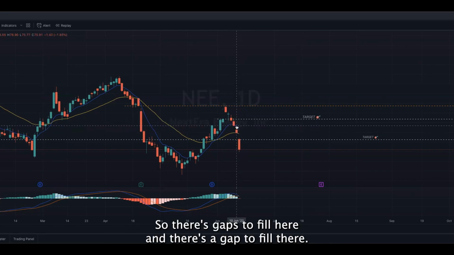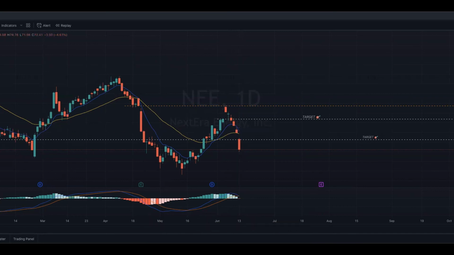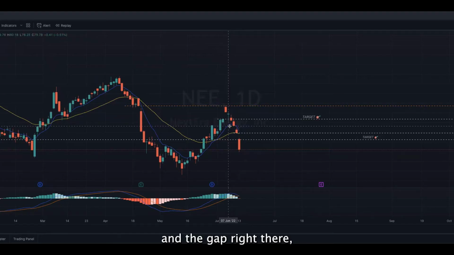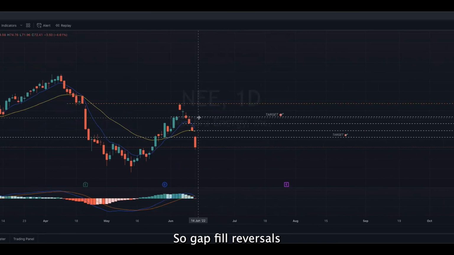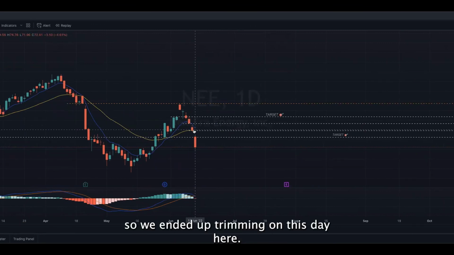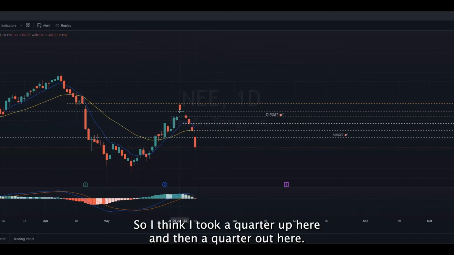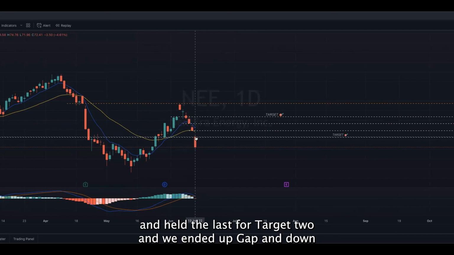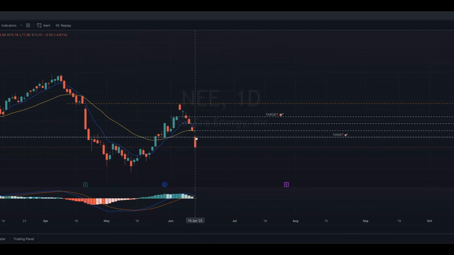We gap down. So there's gaps to fill here and there's a gap to fill there. Let me line this up. Gap to fill right there and a gap to fill right there, right? So gap fill reversals. So we ended up trimming on this day here. I think I took a quarter out here and then a quarter out here, and then I think I took another quarter out here and held the last for target 2. And we ended up gapping down exactly to target 2.